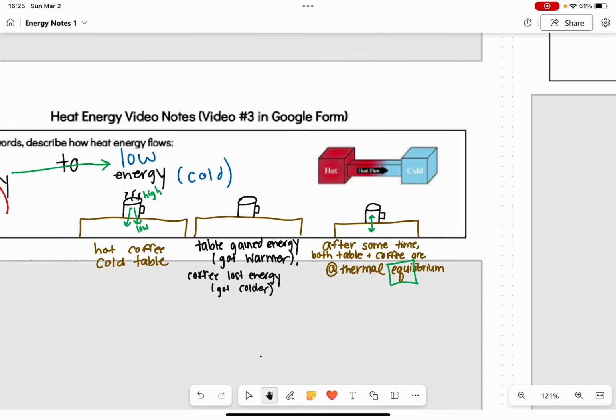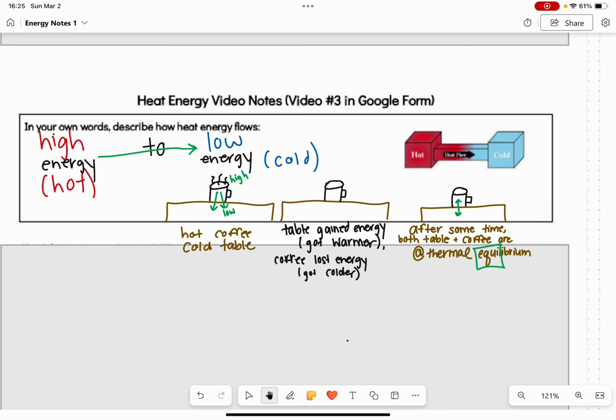So again, just to recap, energy always flows from high energy to low energy. So the heat's going to go and point or transfer to where energy is the lowest until thermal equilibrium is reached and they have the same amount.